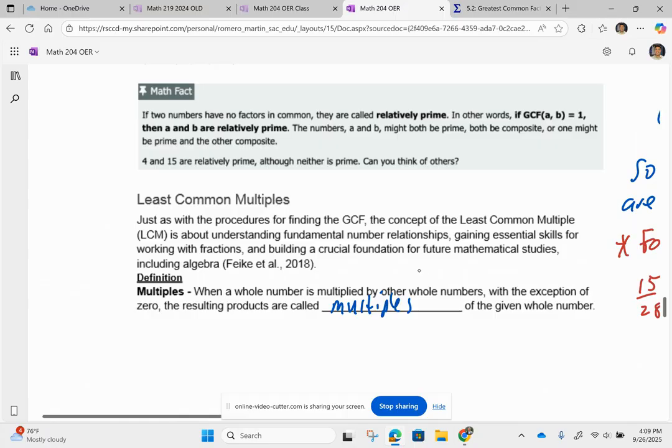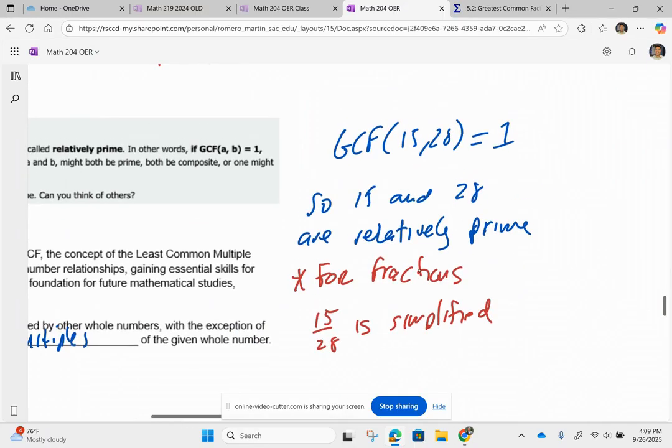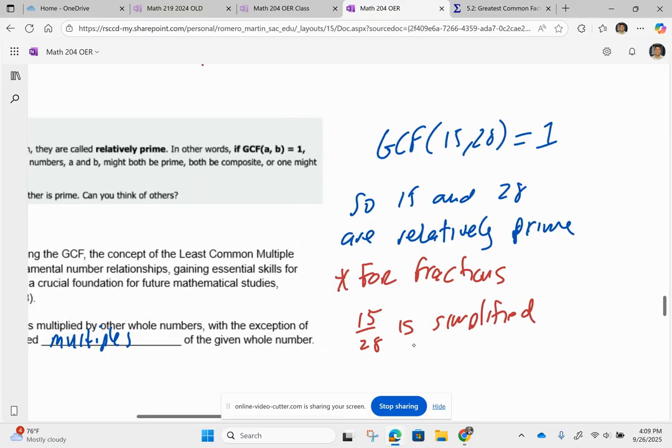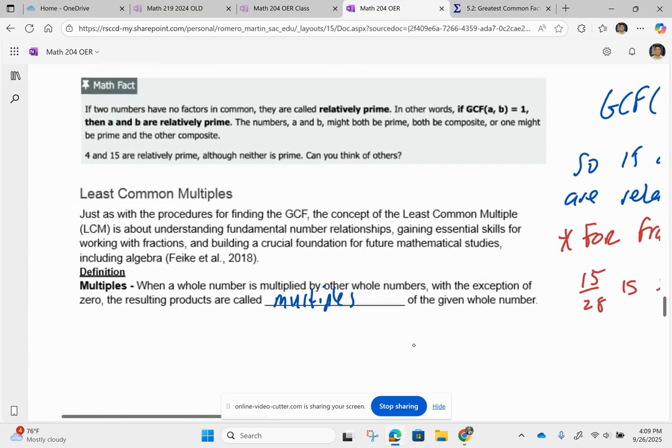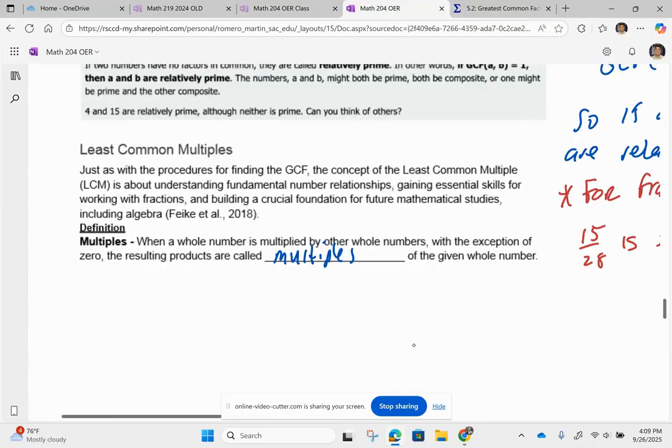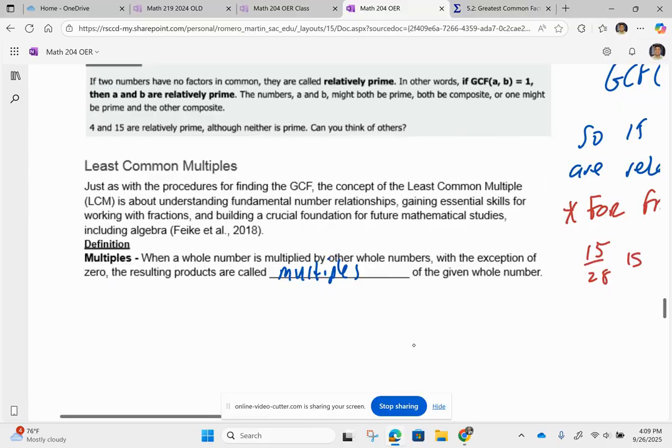Now, when we think about relatively prime, because we're still thinking about factors, another one is like 15 and 28; the GCF equals 1. So 15 and 28 are relatively prime. An important reason why this matters: when two numbers are relatively prime, like for fractions, we know the fraction is in simplified form. There's nothing else that can go into it. So that's a nice little application for relatively prime, but it's also a cool number curiosity. So we have this idea of numbers being relatively prime.